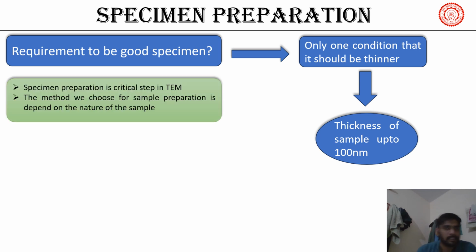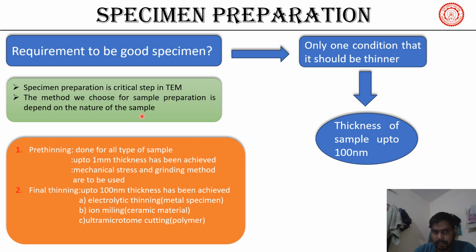So one observation regarding specimen preparation is that it is a crucial step in TEM. The method we choose for sample preparation depends on the nature of the sample. If we have different types of samples, then we have different types of methods to prepare a thinner sample as much as possible. So overall, we can conclude it in two main types of steps.